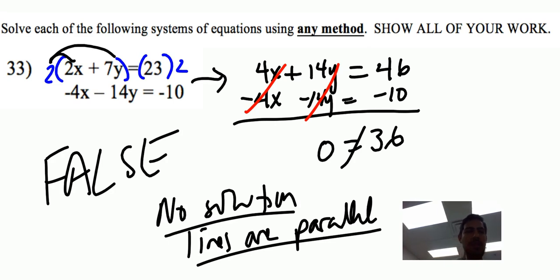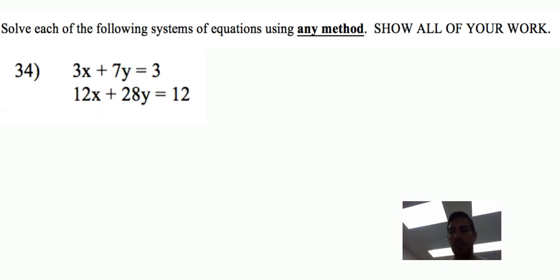Okay, number 34. 3x plus 7y equals 3. 12x plus 28y equals 12. It doesn't really look like I could actually solve for anything here. That looks like it would be easy. So I'm going to go ahead and just multiply this by 4 to eliminate the 12s. But notice they're both positive, so I need to make the top one negative then. So I'm going to multiply everything by negative 4.